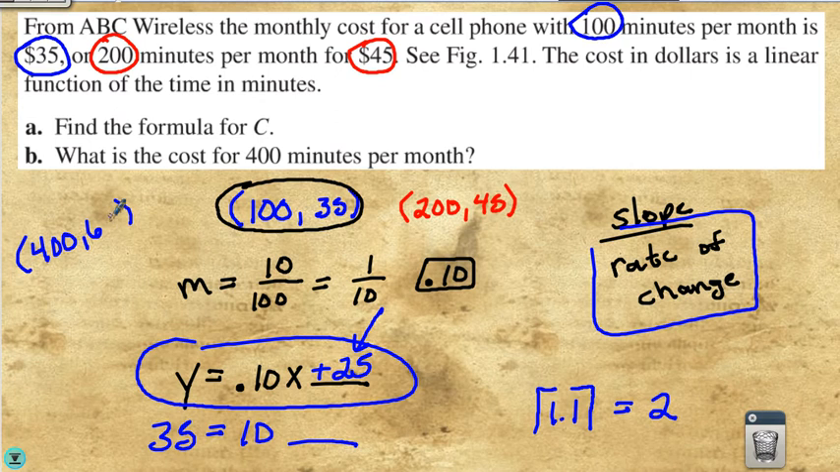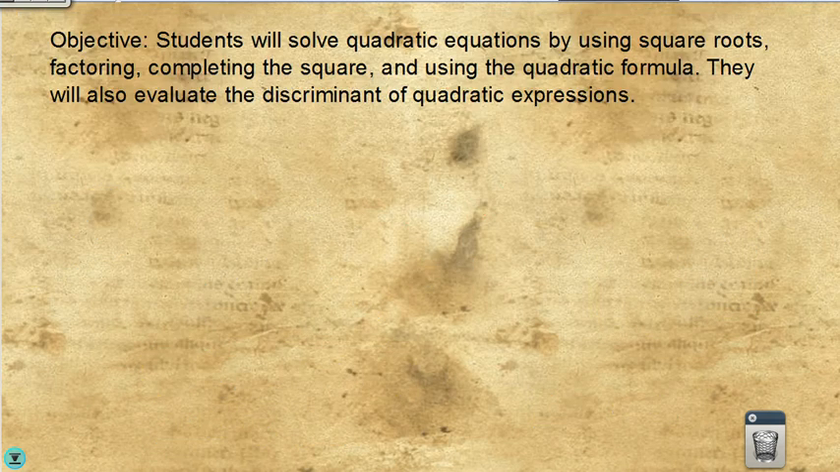What did you get? $65. Everybody else get that too? Right. Thank you. Okay, next objective.